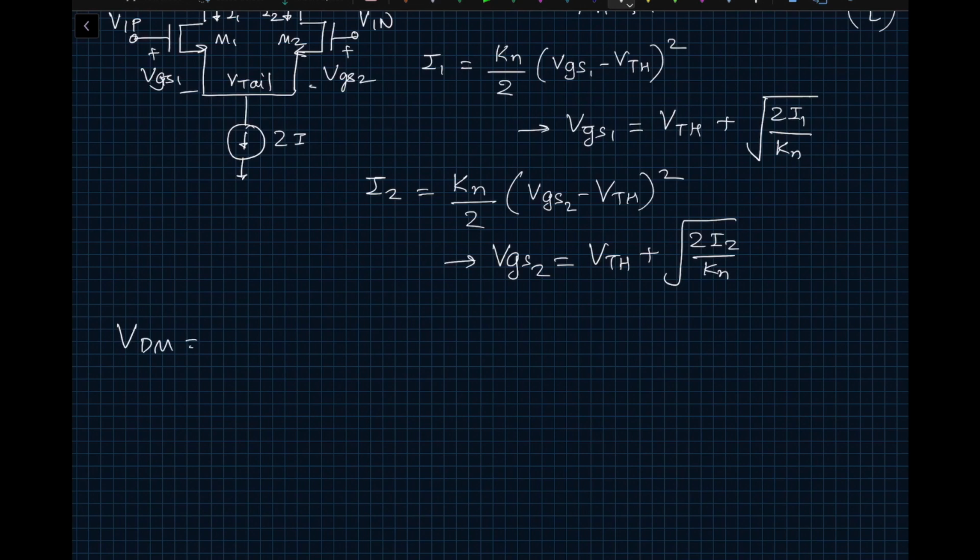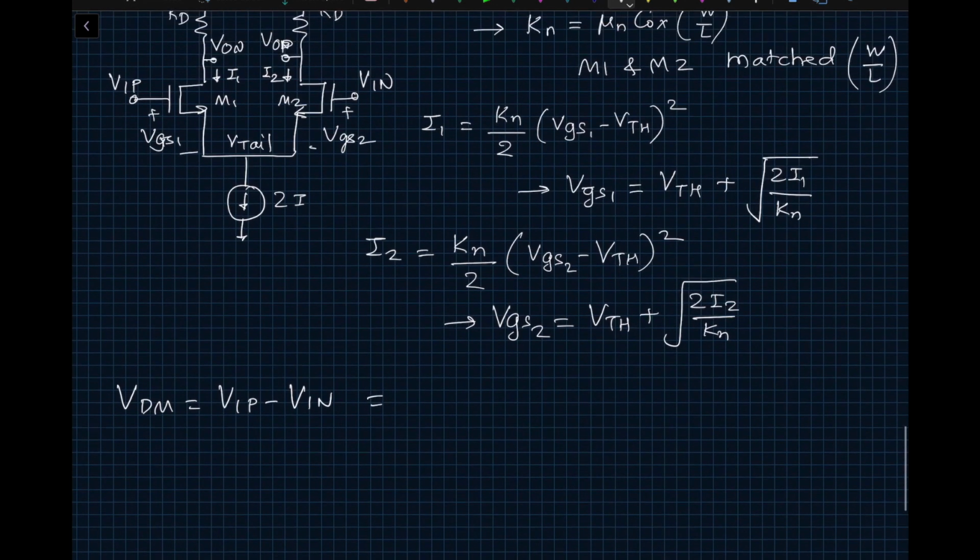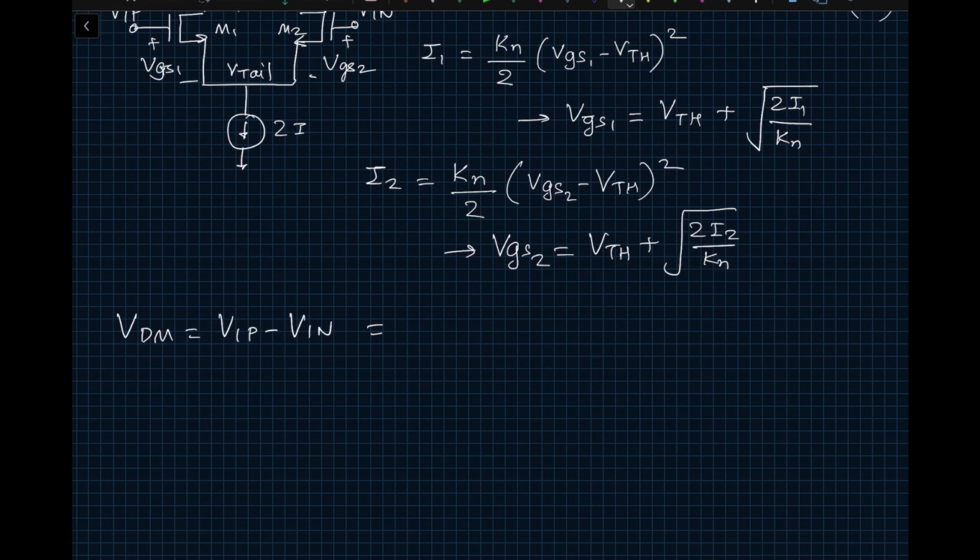So what is our differential input voltage? VDM is equal to VIP minus VIN. If you look at VIP minus VIN, you can go around this particular loop here with KVL, from here to here, and you can see that it will be equal to VGS1 minus VGS2. So then you can write the expression: square root of 2I1 divided by Kn minus square root of 2I2 divided by Kn.